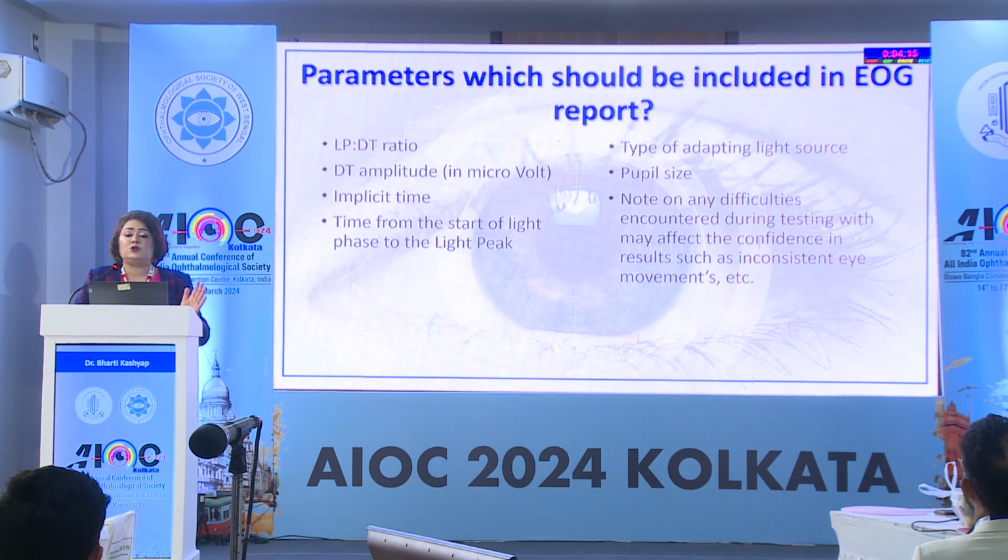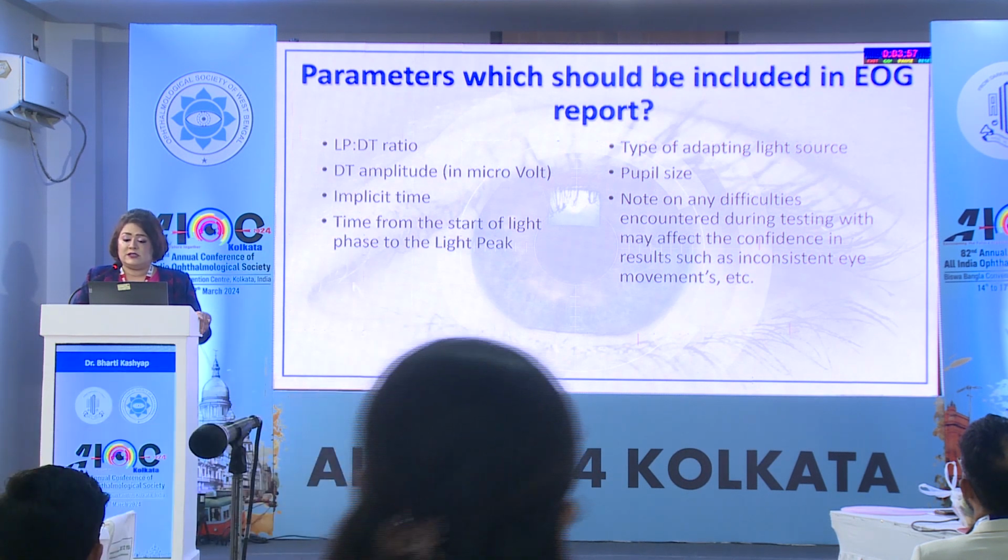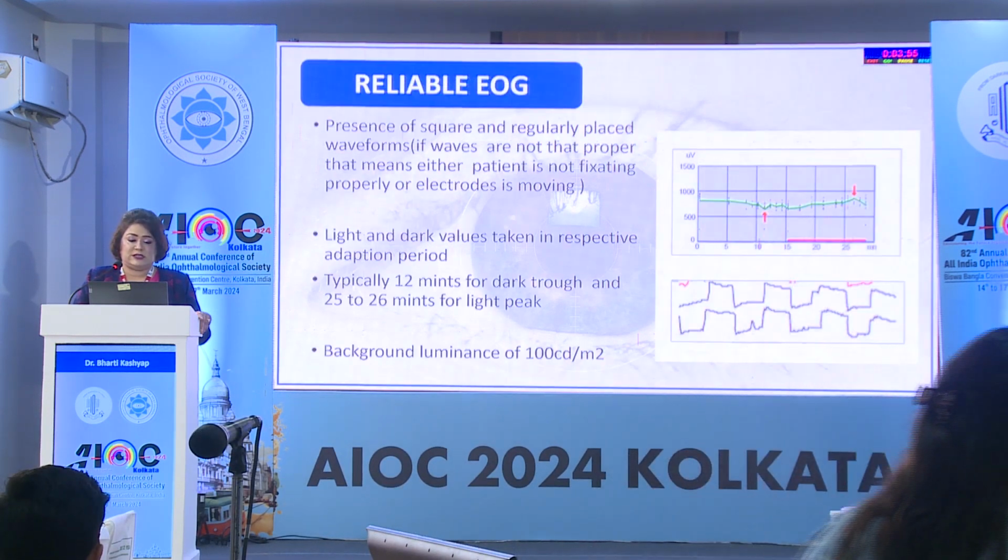The parameters which should be included in the EOG report are the light peak and dark trough ratio, the dark trough amplitude in microvolts, and the implicit time from the start of the light phase to the light peak. Also mention the type of adapting light source and pupil size. Note any difficulties encountered during testing which may affect the confidence in the results, such as inconsistent eye movements.